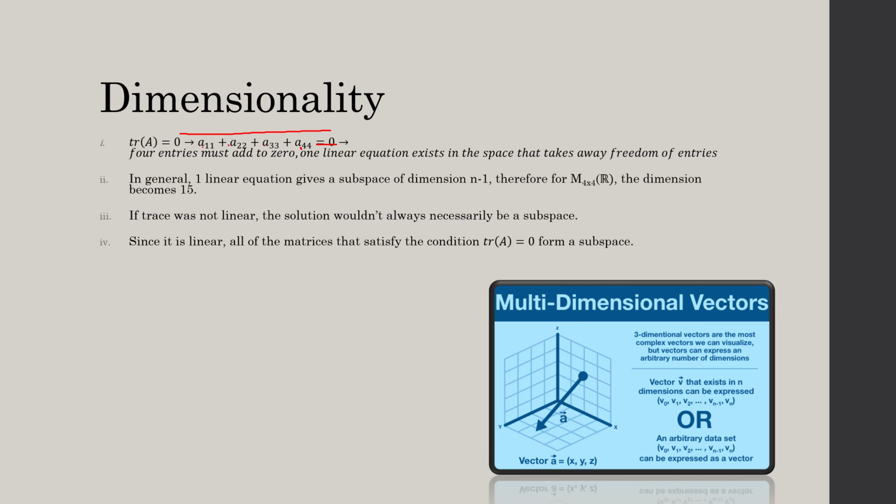And when we have this situation, we're going to say that we have the n-1 rule, where our dimension of S is going to be n-1 because we have one linear equation taking away the freedom of entries. But if trace wasn't linear, the solution wouldn't always necessarily be a subspace, so it is pretty advantageous because it does form the subspace.